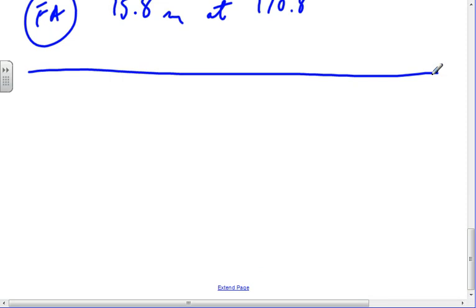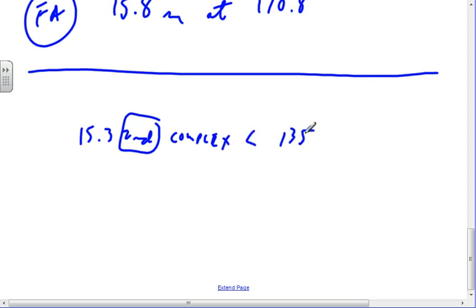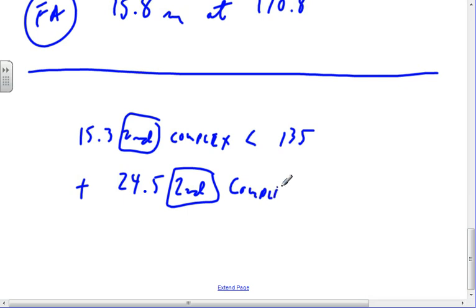And we're going to put in 15.3, second function, complex, angle 135 plus 24.5, second function, complex, angle 75 plus 19.7.